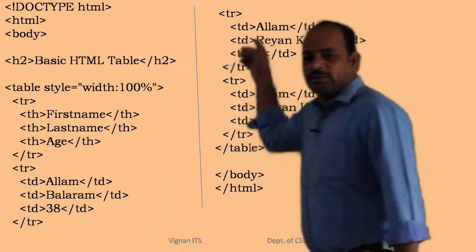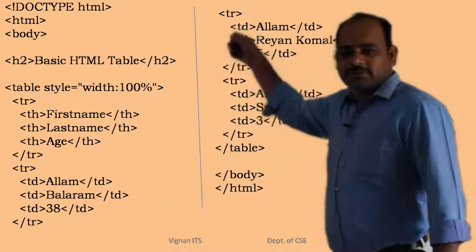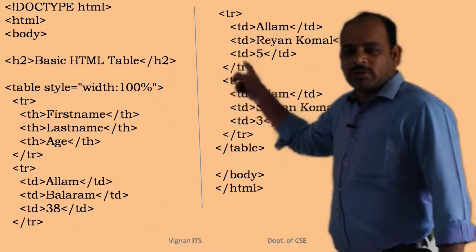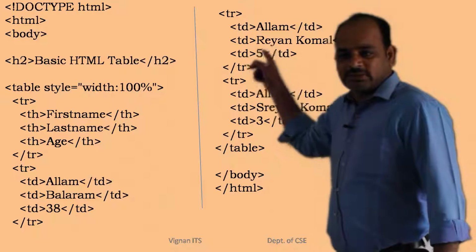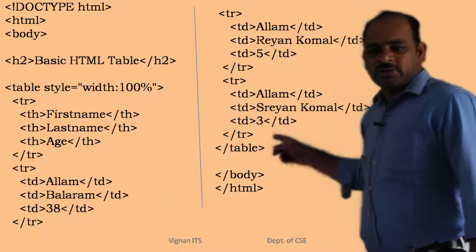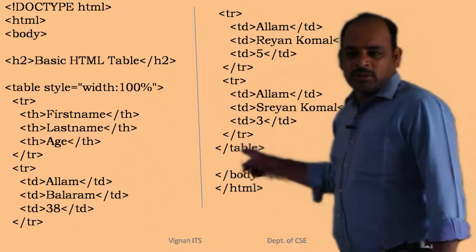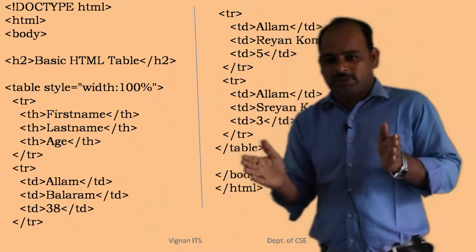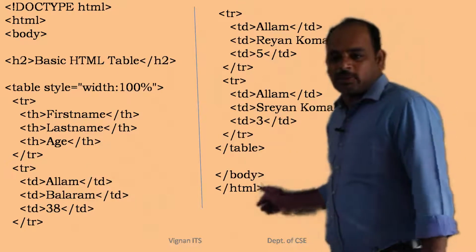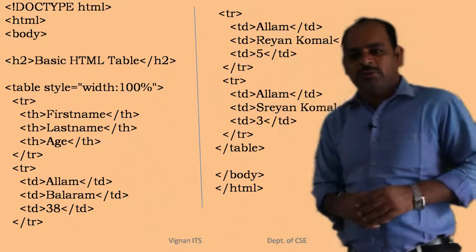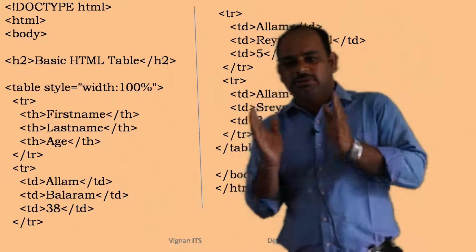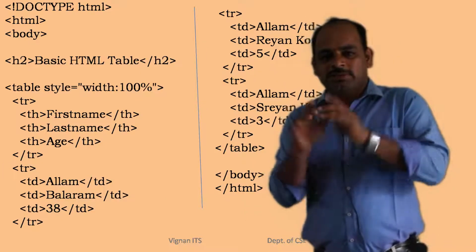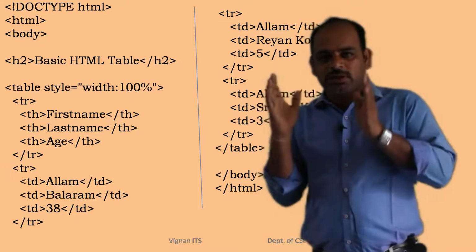Similarly, here we have tr for the second row. Again, column values, some names such as Salam, Rayan, Komal, and Ish. So this is the second row. And then the third row, and finally we close the table tag. So now the table is created with 3 columns and 3 rows. Finally, close the body and close the HTML tag. So this is the sample code in order to create a table, which creates a table with 3 rows and 3 columns.